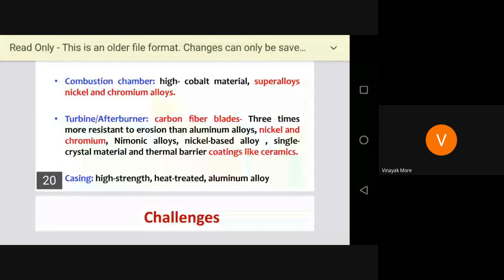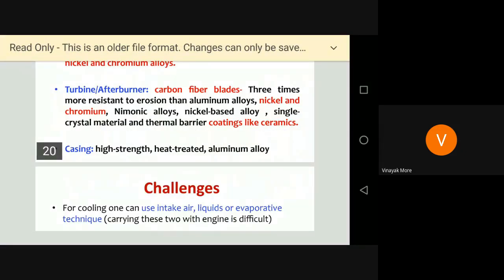After that we have the Nimonic and Inconel alloys that also can help with the coatings. Then next we have casing material. So this should be a simple aluminum alloy or a steel alloy with high strength, and heat treated metals that you can use.